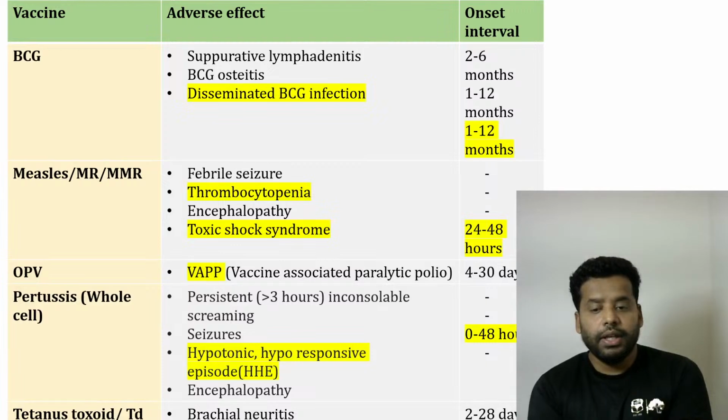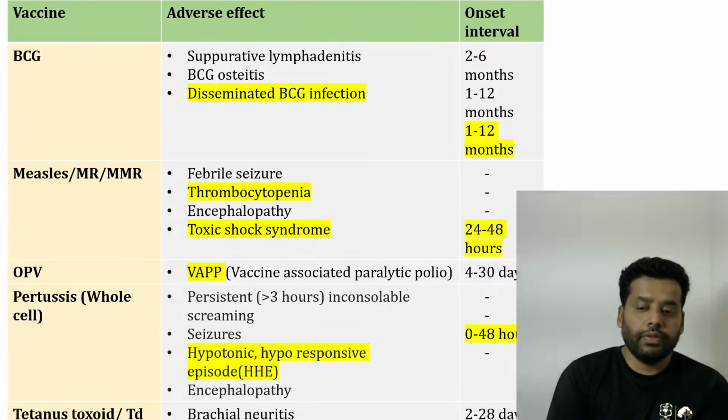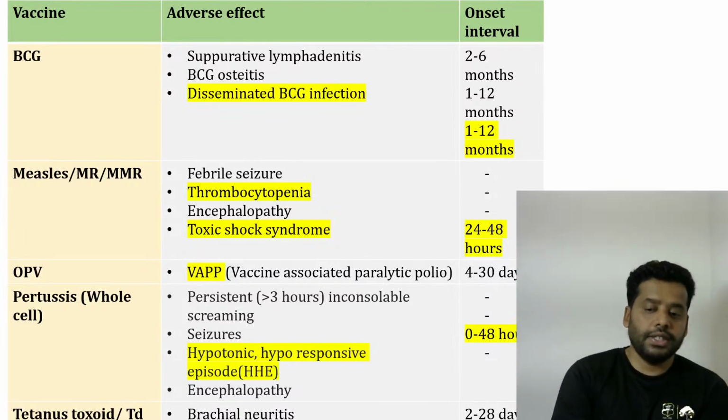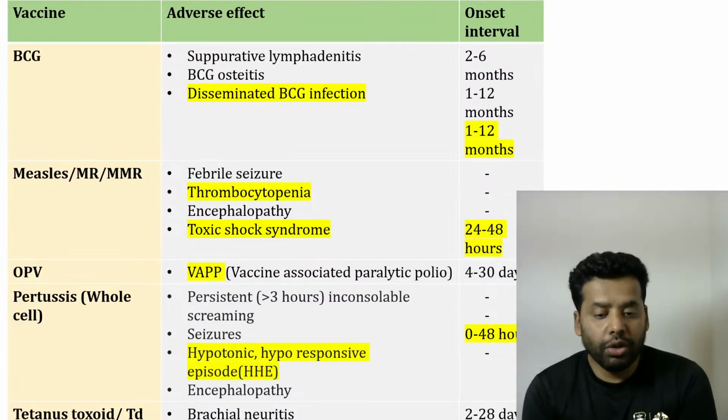The gap is 2 to 6 months. After you receive the vaccine, the gap will be 2 to 6 months. For BCG osteitis and disseminated BCG infection, the gap will be 1 to 12 months.